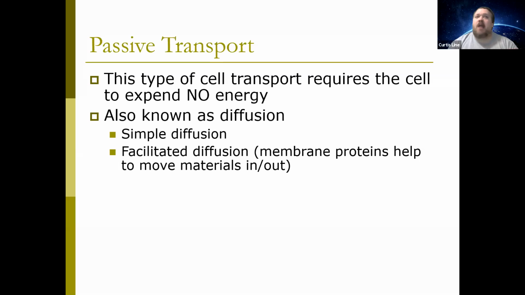A lot of times we'll use the term simple diffusion when we're talking about things like oxygen and carbon dioxide. Facilitated diffusion is when you need a membrane protein to help. Facilitated means you need a helper, you need a facilitator. So this would be like if you're trying to move things like glucose in and out of the cell, iron, what's the other one I use as an example all the time? Calcium, that kind of stuff.